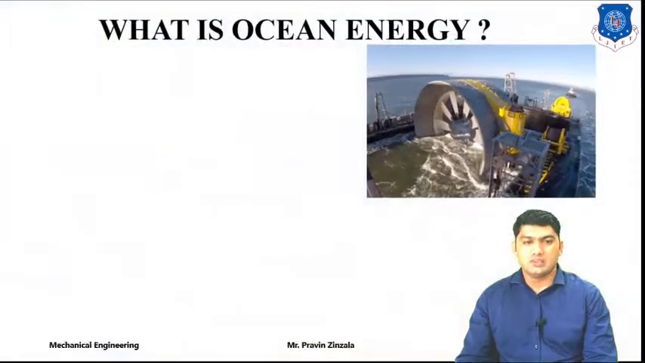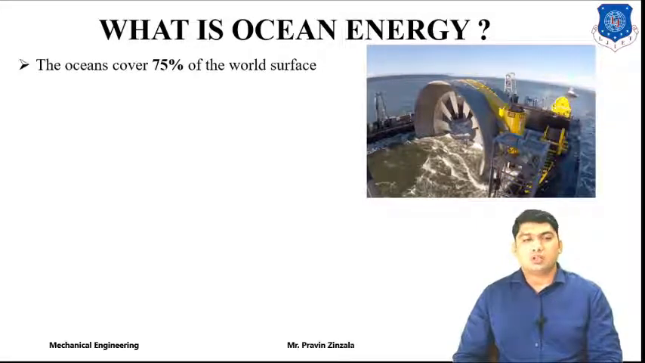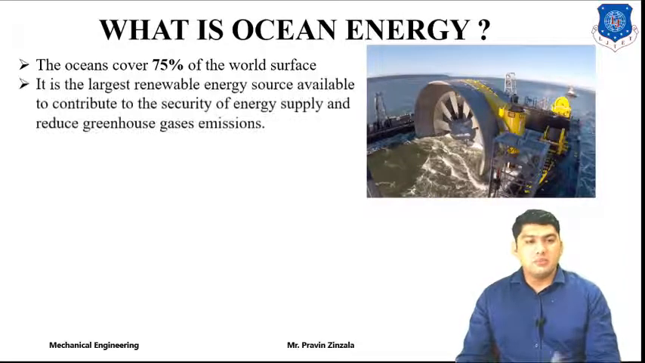First of all, we discuss what the ocean is. Almost 75% of the world's surface is covered by ocean, meaning the maximum surface area of the earth is ocean. So we can convert ocean energy into electricity, generate electricity to fulfill our demand, and reduce pollution by maximum utilization of ocean energy.